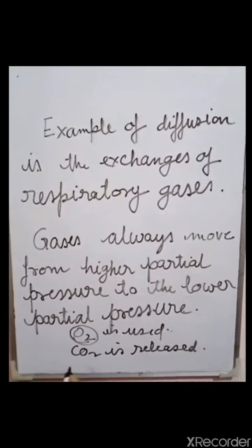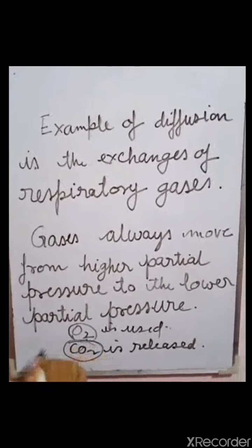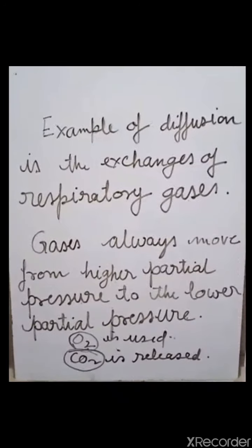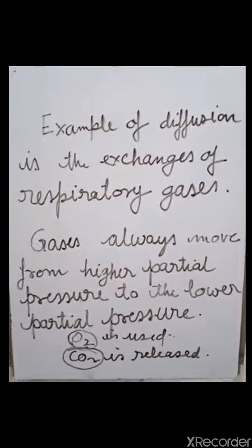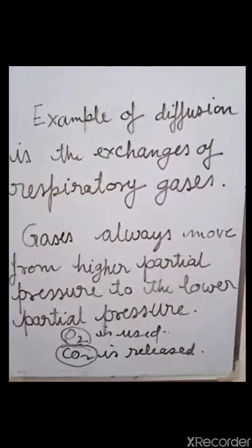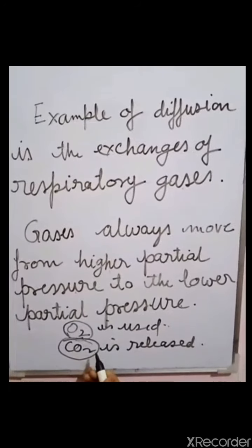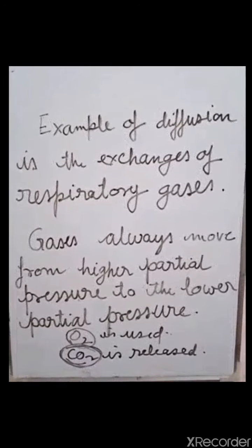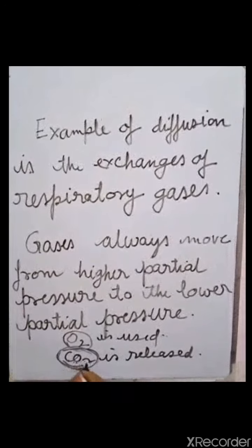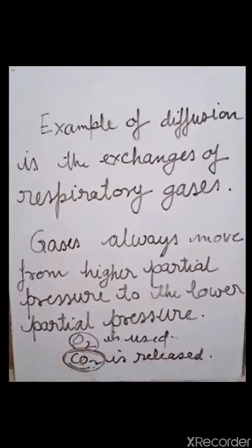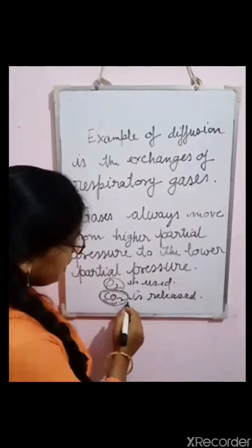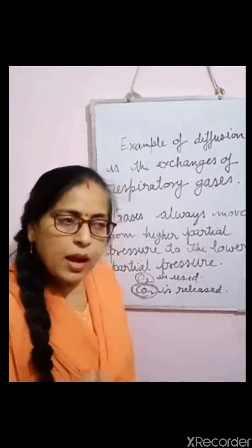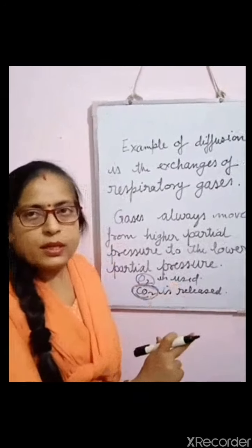CO2 is produced. Then the question arises, where is CO2 produced inside the cell? CO2 is produced during the metabolism of glucose, and due to this metabolism, it accumulates in the cell. So the concentration of CO2 rises inside the cell as compared to the outside environment. CO2 is released because particles move from higher concentration to lower concentration.